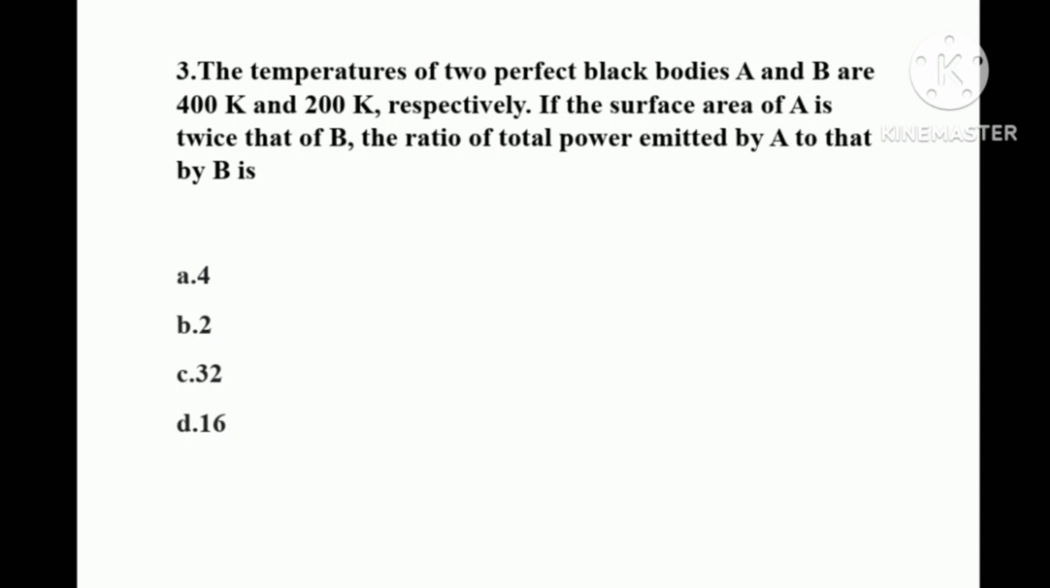Third question. The temperatures of two perfect black bodies A and B are 400 Kelvin and 200 Kelvin respectively. If the surface area of A is twice that of B, the ratio of total power emitted by A to that by B is: option A, 4; option B, 2; option C, 32; option D, 16.